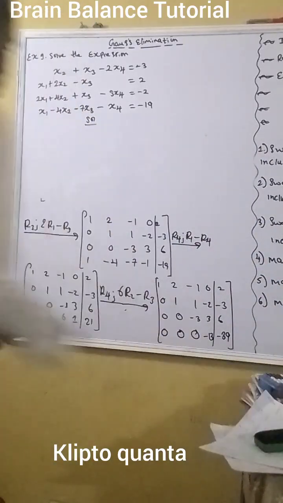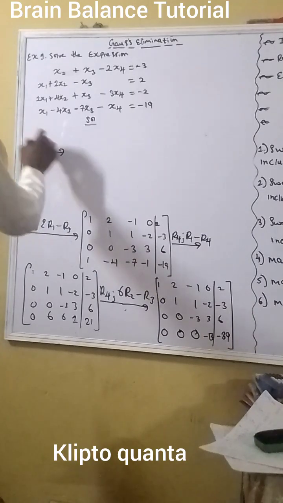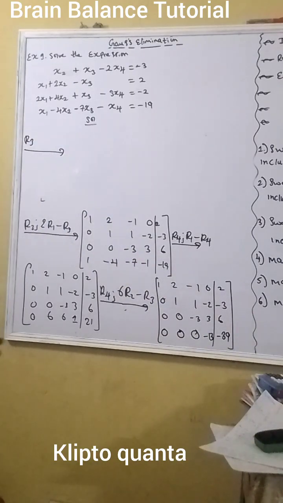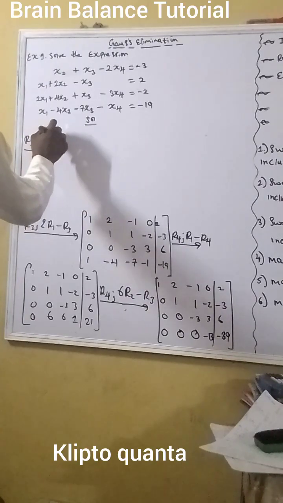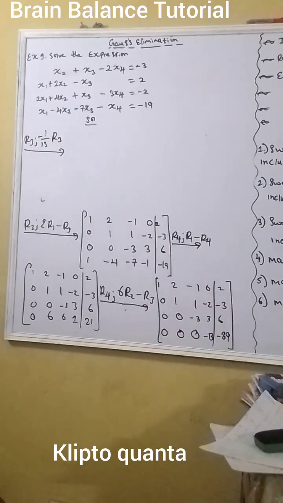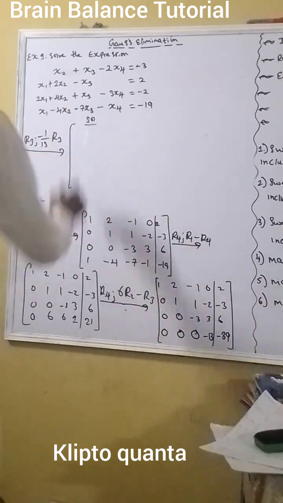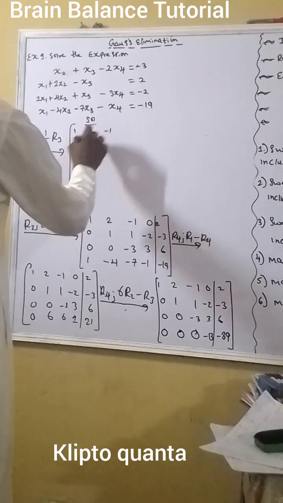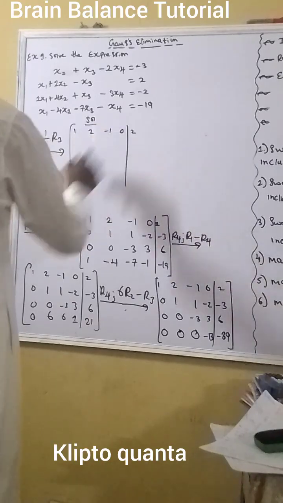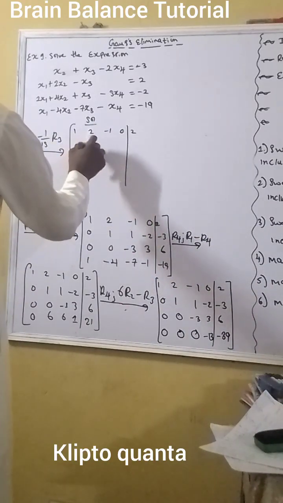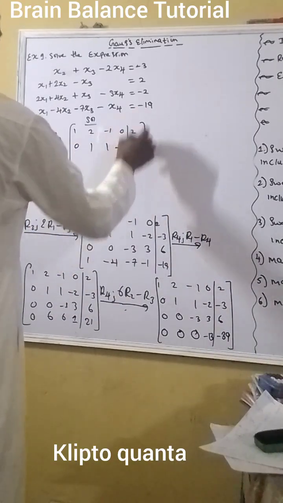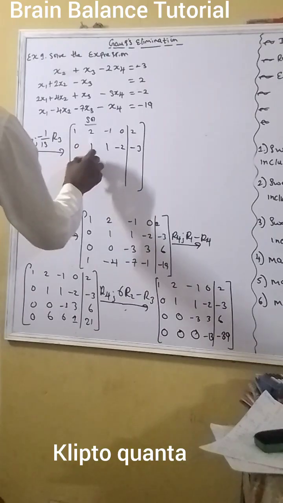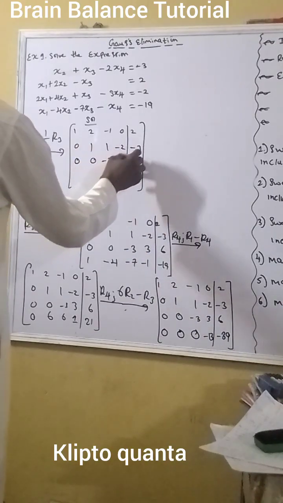From here, we could easily say that under row 3, we multiply row 3 by negative 1 over 13 times row 3. Are you with me? At that point, nothing changes. You still have 1, 2, negative 1, 0. Then you have your 2, then 0, 1. You have 1, negative 2, then your negative 3. Then 0, 0, negative 3, 3, and then you have your 6.